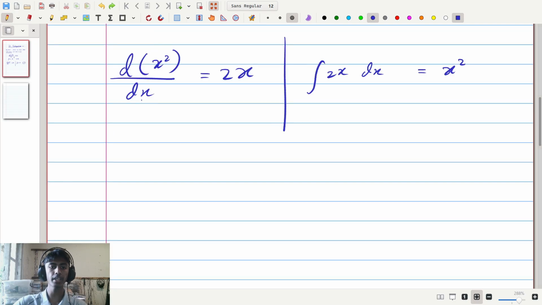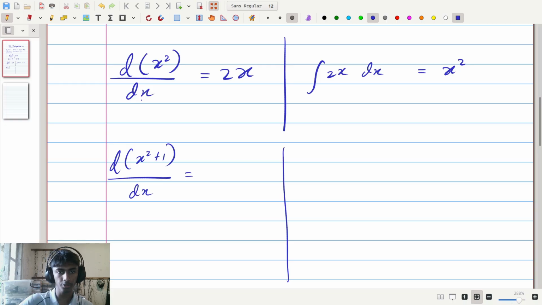However, if we instead consider the derivative of y equals x squared plus 1, we know from our rules on derivatives that this is just the derivative of the first thing plus the derivative of the second thing. The first thing's derivative is 2x, as we just observed, and the second thing is just 1. The derivative of a constant with respect to x is 0, so this is 2x plus 0, or simply 2x. So the derivative of x squared plus 1 is equal to 2x. According to what we established, this must mean that the integral of 2x with respect to x is equal to x squared plus 1.